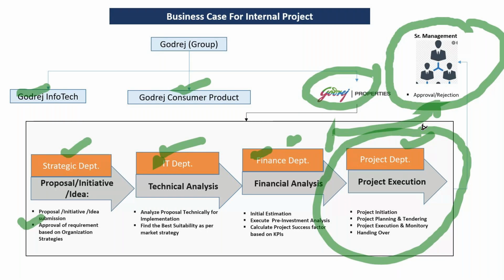Once it is done, it comes to the project department. The project department will float a tender and ask different IT companies to implement SAP. So this project is an investment project for Godrej Properties, but for the IT company implementing this SAP, it is a customer project for them.